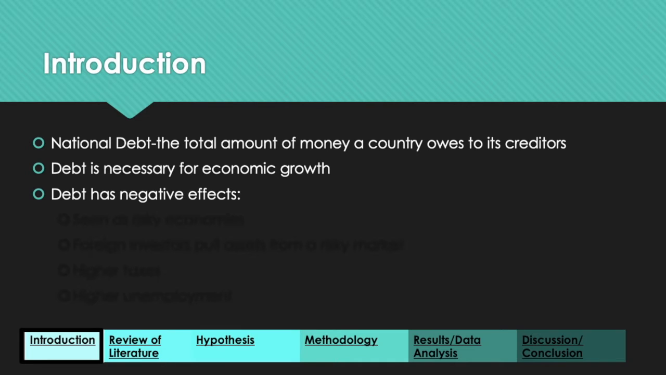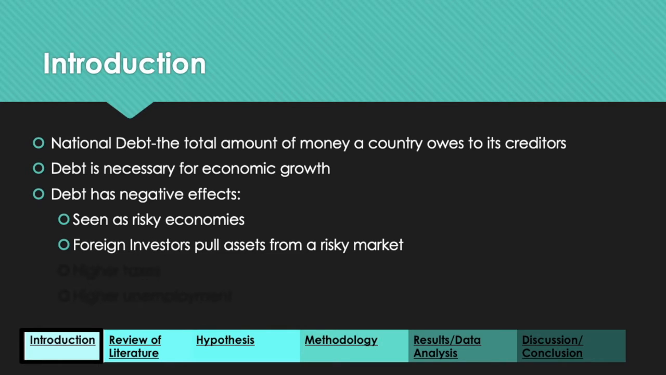For example, if a country is seen as unable to pay back its debt, its economy is considered risky. Foreign investors are more likely to pull their assets from risky markets. Additionally, governments will try to offset the deficit by getting more revenue to pay it off through higher taxes. And when governments have less money to spend, that leads to higher unemployment.